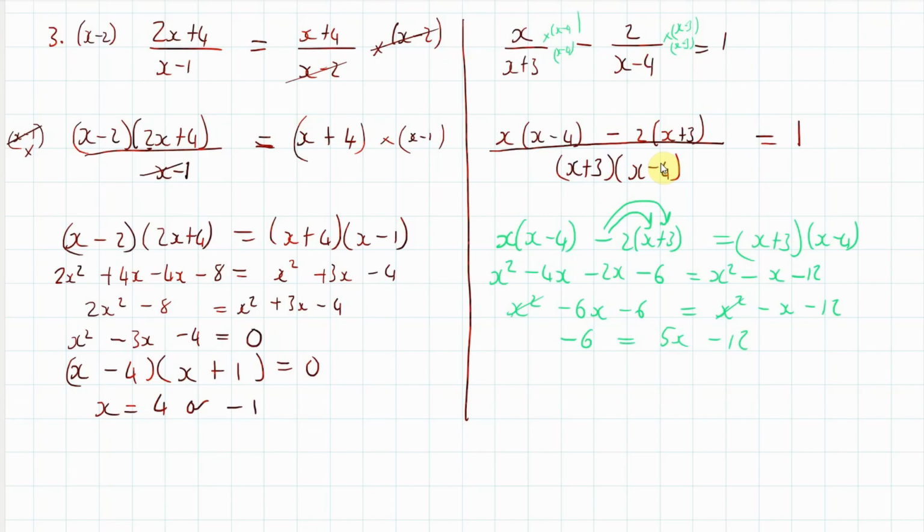So what does that give me? That'll give me positive 6 equals 5x. And then if I get x by itself, it'll be 6 over 5. Or we could say 1 and 1/5. And that would be how I solve for x.